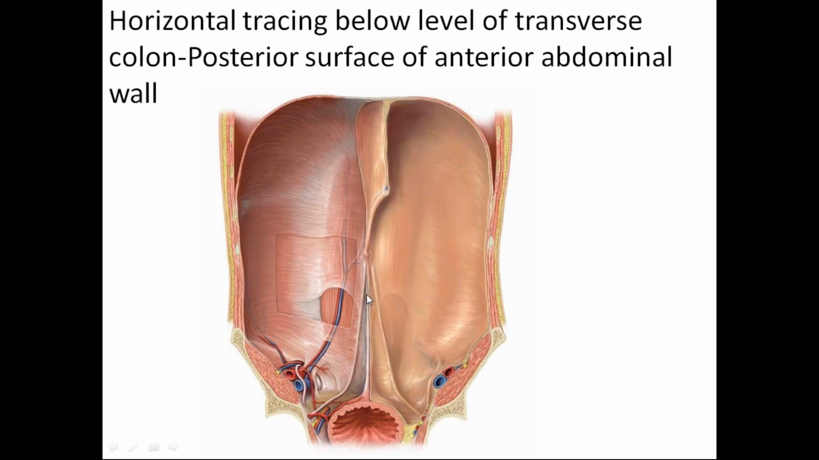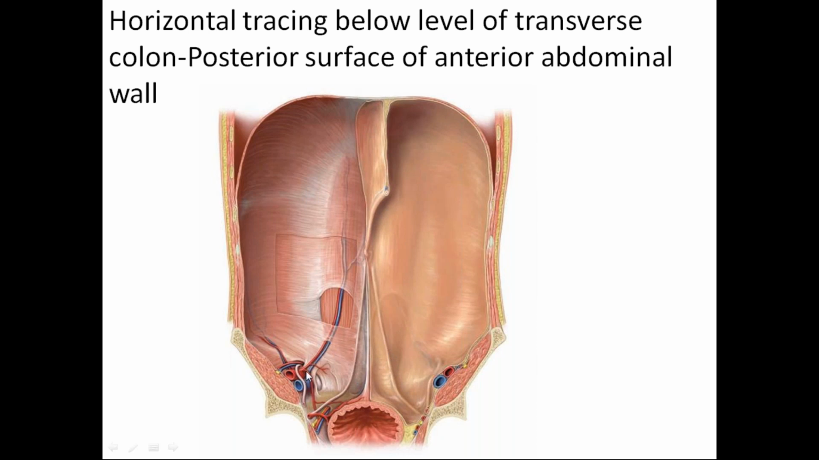So this fold formed in the median plane is the median umbilical fold. Under this you have the median umbilical ligament. It is a remnant of urachus, and you can see 2 lateral folds. That is, 2 folds lateral to the median umbilical fold. That is called medial umbilical fold. That is formed by the umbilical artery.